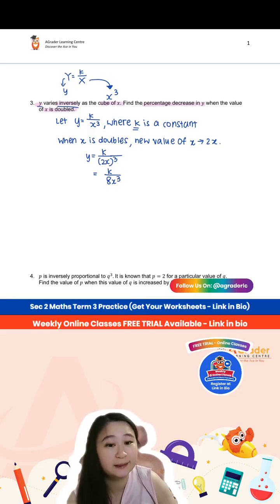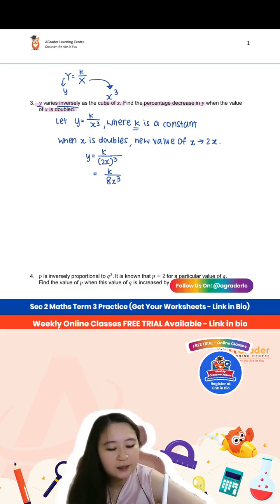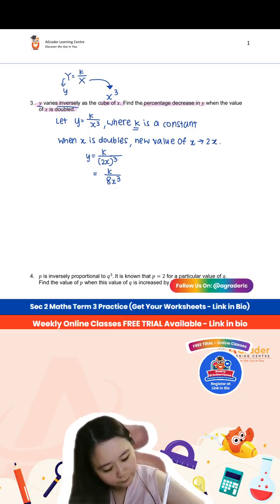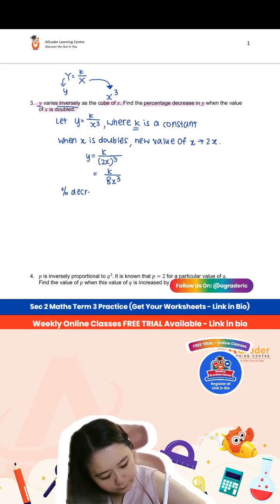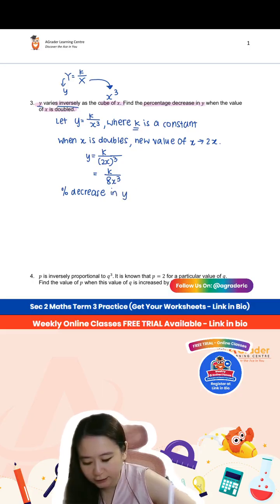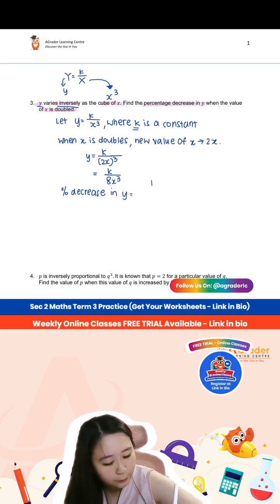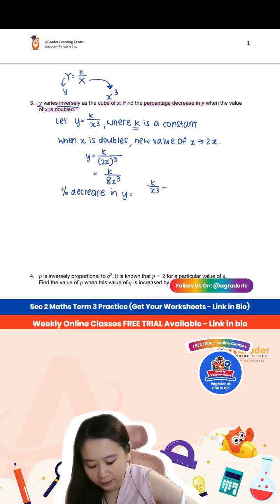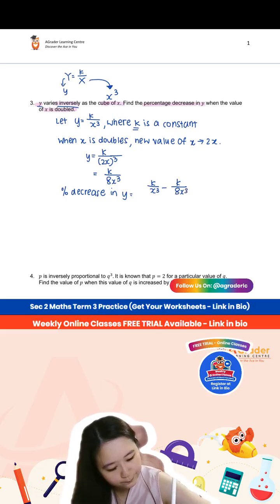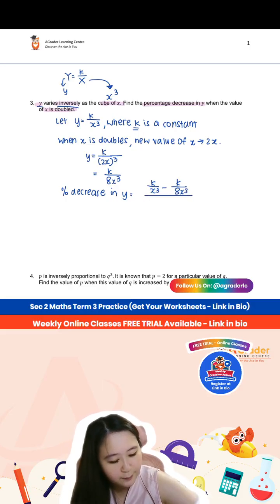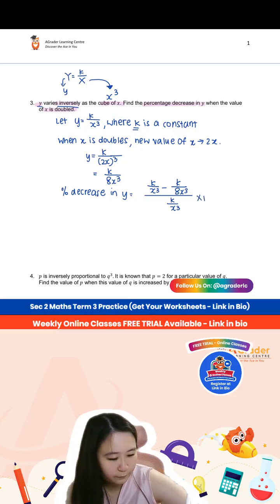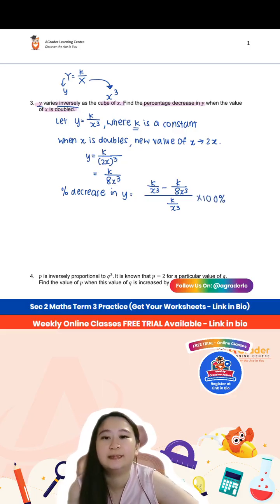When they say it's a percentage decrease, means the old value is greater than the new value. So the percentage decrease in y will be you take the old value minus the new value. Always divide by the original, times 100%.